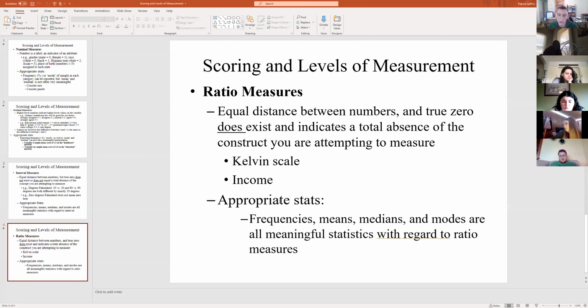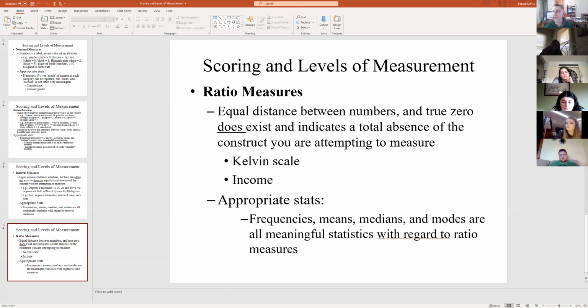And so for ratio scales, these are the types of measures where it makes sense. You can report an average or a mean. You can report a median and a mode. And so these are all meaningful statistics with regard to ratio measures. And that's it, folks. That's the 4 different main ways that variables can be classified into those different types of measurement. All right.